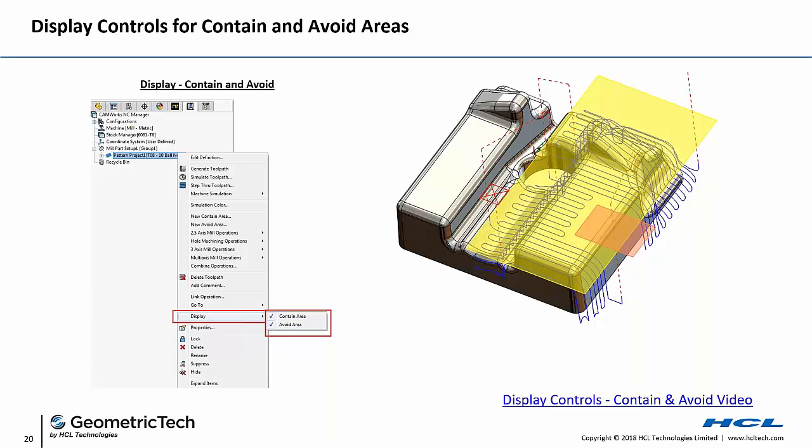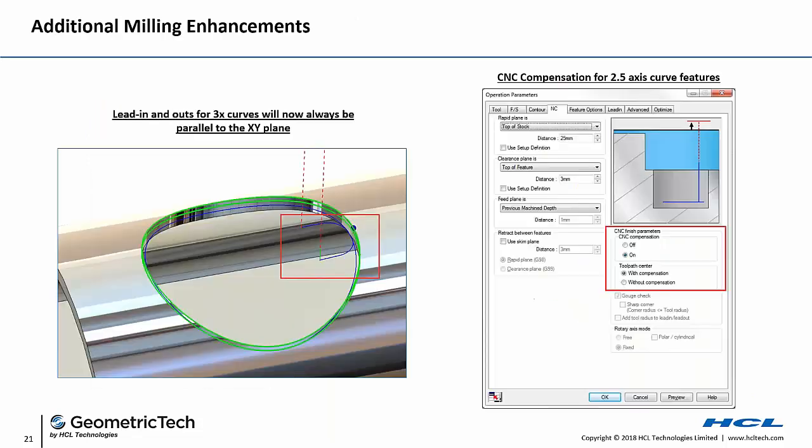A couple other additional milling enhancements here. Lead ins and outs for 3-axis curves are now always parallel to the XY plane. So that was an enhancement we added. That was another customer request. And this makes it easier to turn on and off cutter comp and that sort of thing. So we wanted to add that, and we've done that now in 2019.